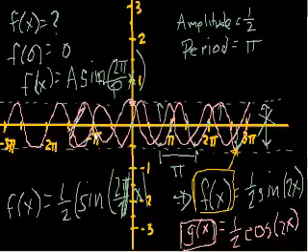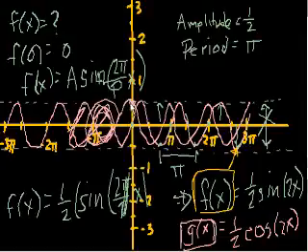Ignore this side, I'm getting confused. But if you look at this side, the important thing to realize is that it intersects the y-axis not at 1, but at 1/2. The reason it doesn't intersect at 1, even though cosine of 0 is 1, is because we have this 1/2 times the cosine function.